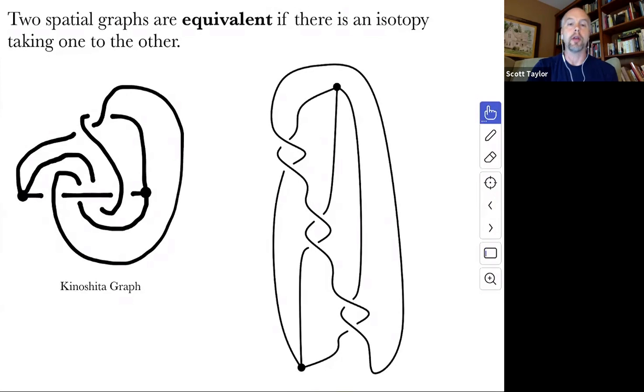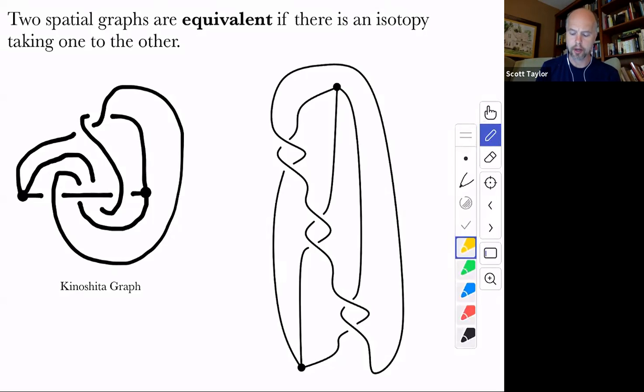All right, so I'd like to start with a bit of spatial graph terminology. Just like for knots, we say that two spatial graphs are equivalent if there's an ambient isotopy of three-dimensional space taking one to the other. For the purposes of this talk, I'm just going to work in the three-sphere, but pretty much everything I'm saying can be generalized to situations in pretty much any other three-manifold.